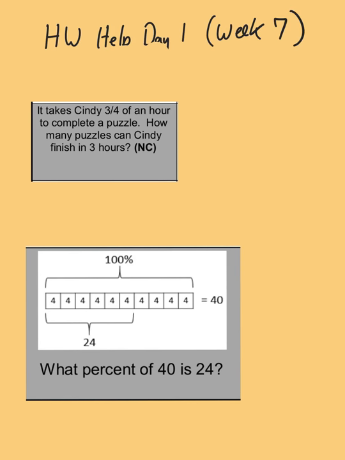Now, here's how I know this is a division problem. I know because Cindy is taking 3 total hours, and she is splitting it, which means divide, into 3/4 hour chunks. Because remember, each 3/4 of an hour is a puzzle that she finishes. So that's division. Now don't forget to make it 3/1 so that you have 2 fractions.